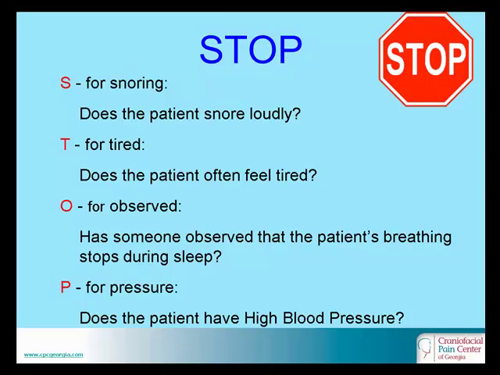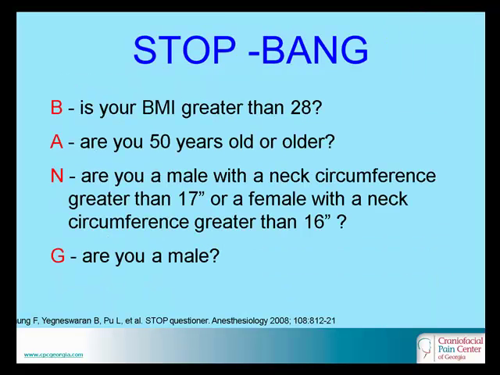But there's a component where you could ask the first 4 questions, which is the STOP scale, and then the second part called the Bang. The Bang is basically B: is your BMI greater than 28? A: are you over the age of 50? N: is your neck circumference greater than 17 inches for men and 16 for women? And G, gender: are you a male? Once again, if they said yes to 2 of these or greater, as well as 2 from the STOP scale, there was a good chance that they probably had moderate to severe apnea. So just the act of asking these questions could be suggestive of them having some issue or some condition.